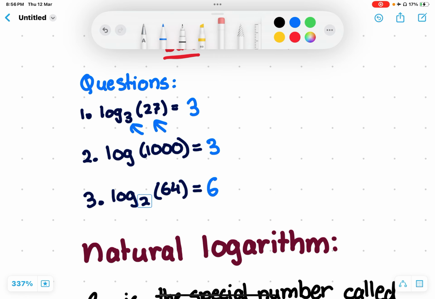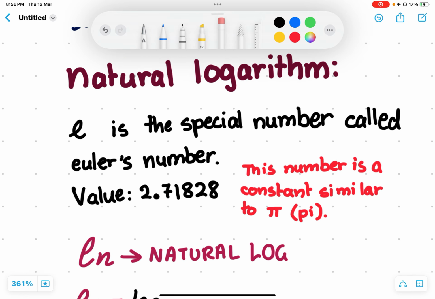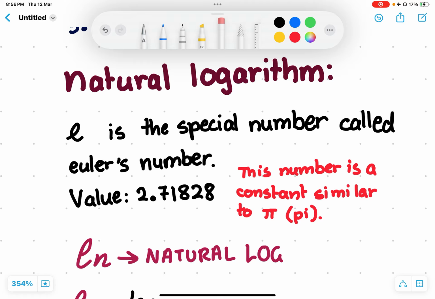So I hope you understood what we were talking about. Now let's move on to the next little bit. This is called the natural log. This is the natural log function. There is a special number, like pi in mathematics, called Euler's number, okay? And it is E. E is the special number called Euler's number, okay?